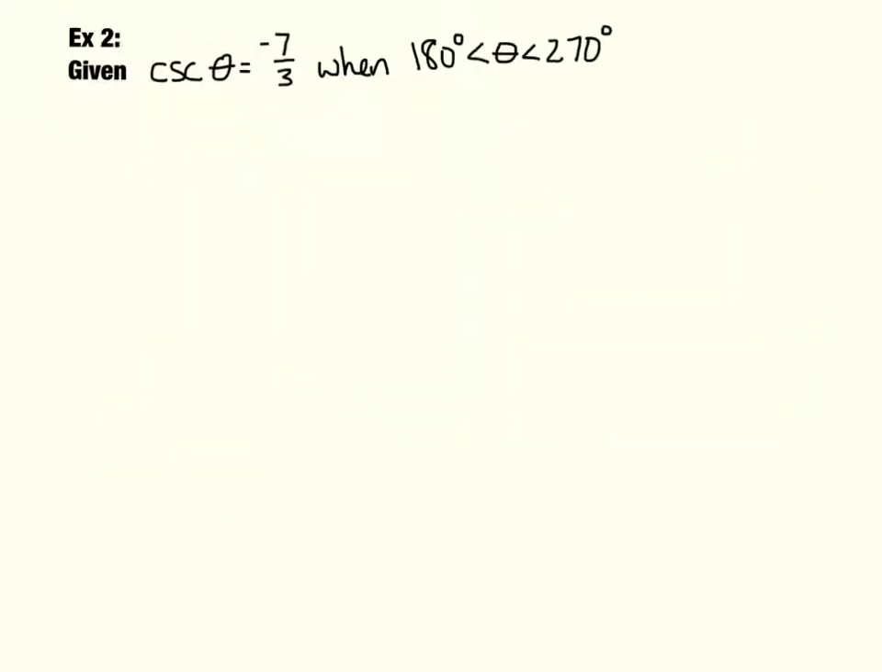Okay, in the last example we were given a point and told to find all the ratios. This time we're given one of the ratios, and we have to find all the rest of them. So if you're given a ratio, you have to know what quadrant you're in. So here it says whenever 180 degrees is less than theta, and theta is less than 270 degrees. So that lets me know that I'm in quadrant 3. So whenever I go set up my triangle, I'm going to set it up in quadrant 3. Here's my little theta.